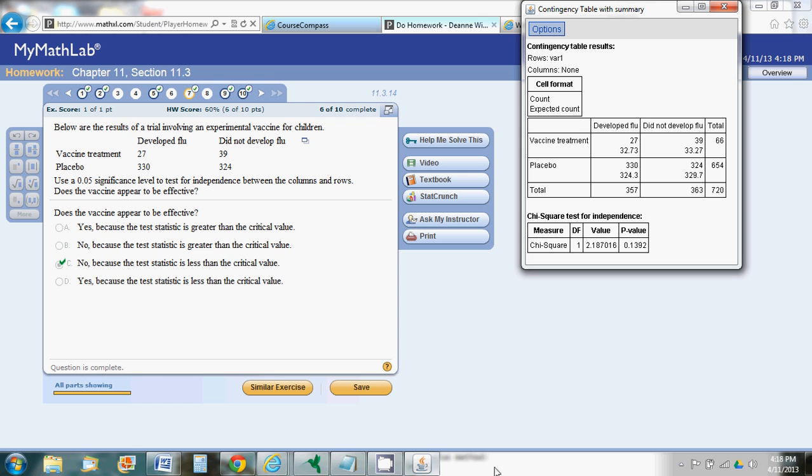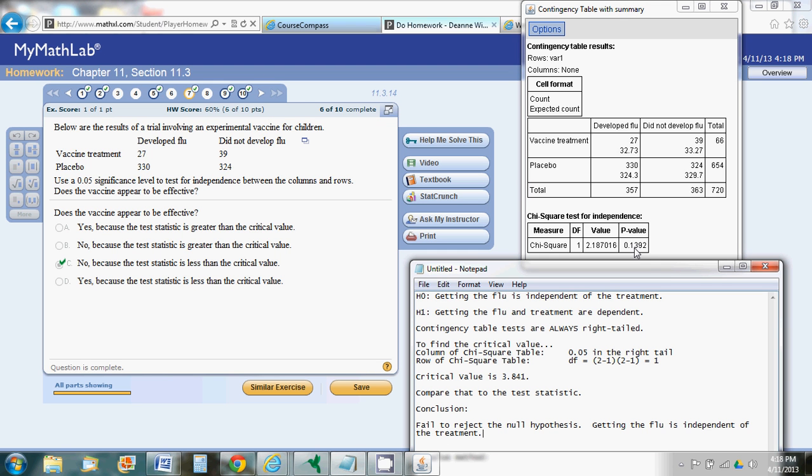If we're interested in looking at this from a p-value perspective, this p-value right here that came up in our analysis is 0.139. That is larger than our significance level, and so we would fail to reject the null hypothesis, which is consistent with our traditional method of looking at it. But that's something to keep in mind. You can actually look at that p-value right here and compare that to the significance level. If it's less than the significance level, then you would reject. If it's greater, you fail to reject.